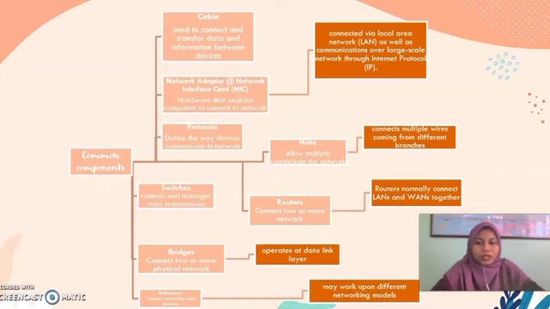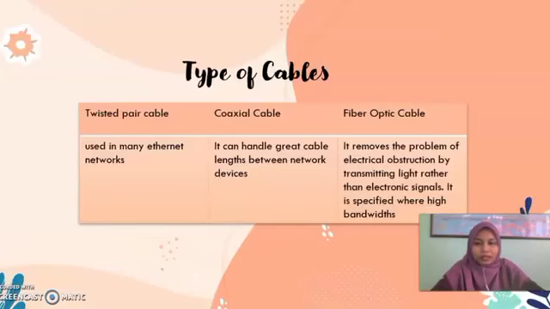Alright, so we go to our next slide, which is types of cable. Like I said before, cable has many types, and I chose three types of cable to compare and show to you. Firstly is twisted pair cable, which is used in many internet networks. The second one is coaxial cable. It can handle greater cable length between network devices, which is better than twisted pair cable.